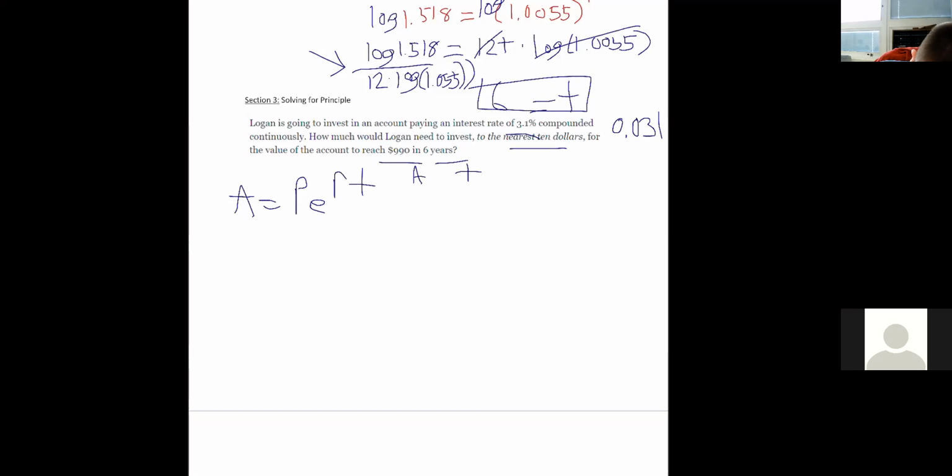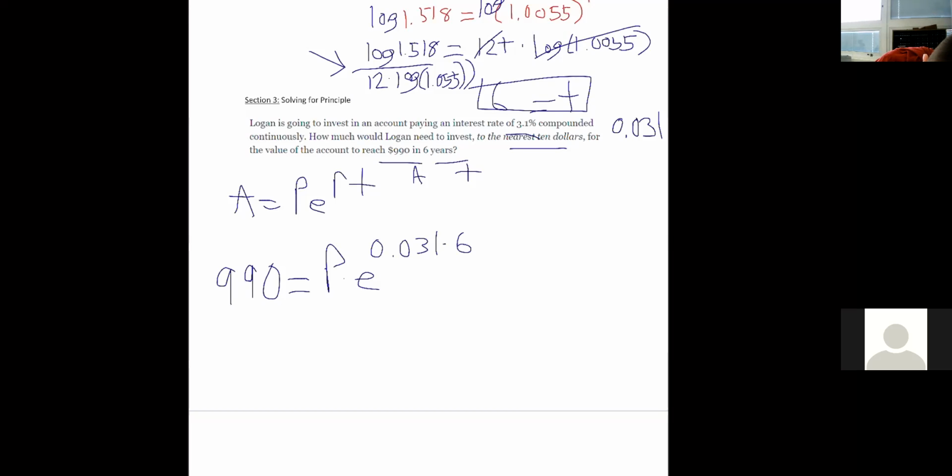So they tell us our A. We don't know the principal. Basically, he's trying to figure out how much money he'd have to invest to reach this goal. So the P is what we're trying to find. Keep in mind, in this formula, E is not a variable, so it's not something we need to solve for. Our interest rate is 0.031, and our time is 6.